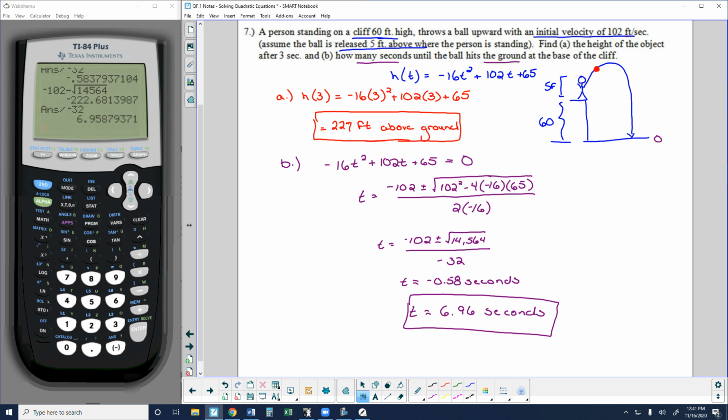So the person throws the ball, it follows this path represented by this equation, and then after just under 7 seconds, it's going to make impact with the ground. So here what we have done is taken the information from the word problem, substituted into an equation that we were given, then used the quadratic formula to find a solution for t.